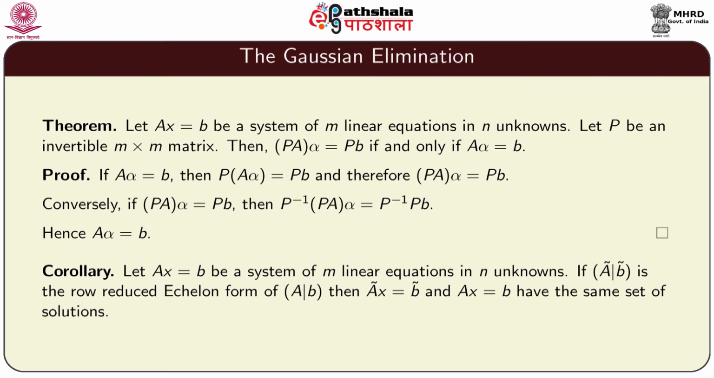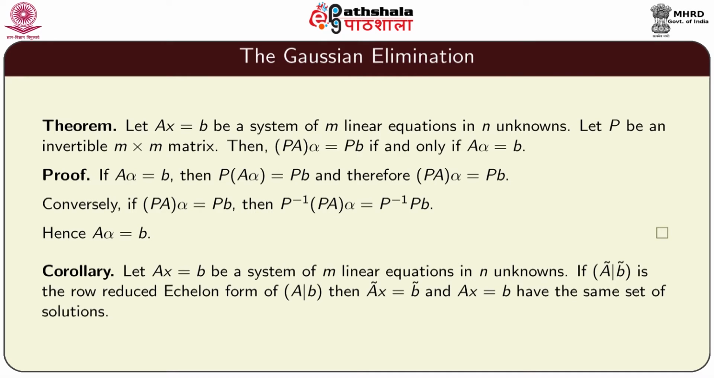Let us prove this statement. If Aα is b, that is if alpha is a solution of the system of equations Ax equal to b, then PAα is Pb if we multiply by P on the left hand side, and therefore, by adjusting the braces we can see that PAα is Pb. And conversely if PAα is Pb, then if we apply P inverse, then P inverse PAα is P inverse Pb, and we can do that because P inverse exists, and since P inverse P is the identity matrix, we do get Aα equal to b.